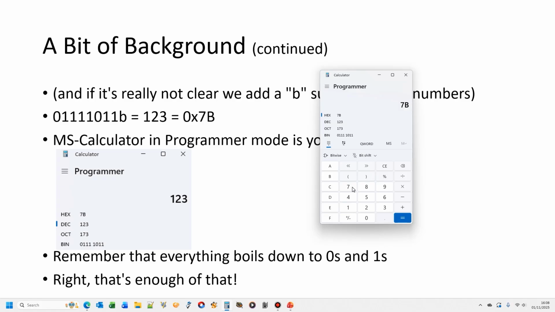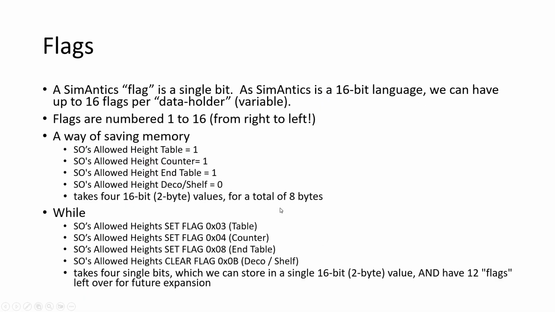But at the end of the day, inside a computer, everything boils down to noughts and ones. That's what we're getting at now. So going back to our flags. A semantics flag is a single bit in one of the data holders, be it a local, a temp, a stack object attribute, whatever. And as semantics is a 16-bit language, you can have up to 16 flags per data holder. So if you try and set flag 17, it will fail because there's nowhere to store it.